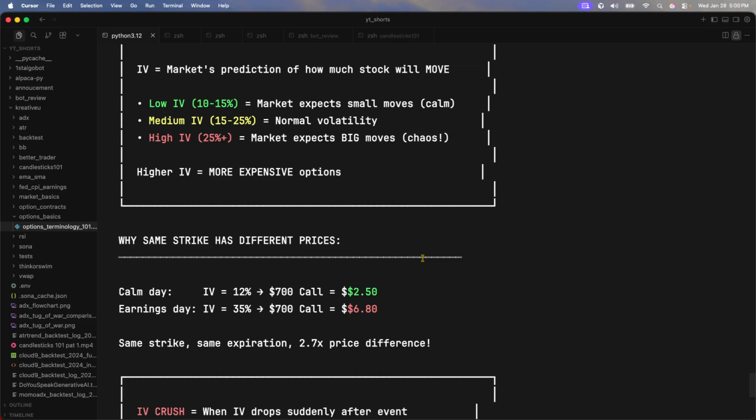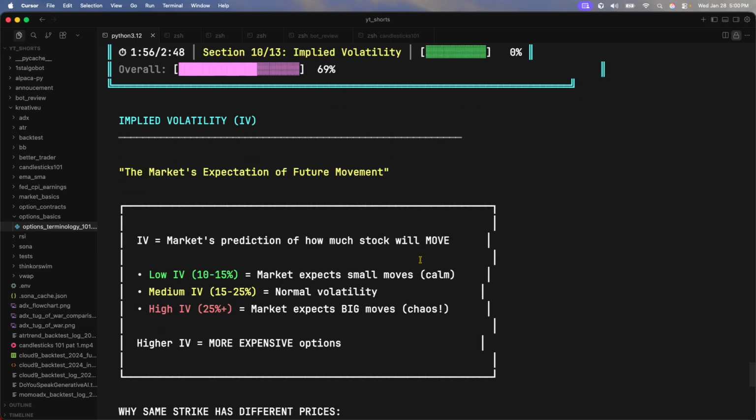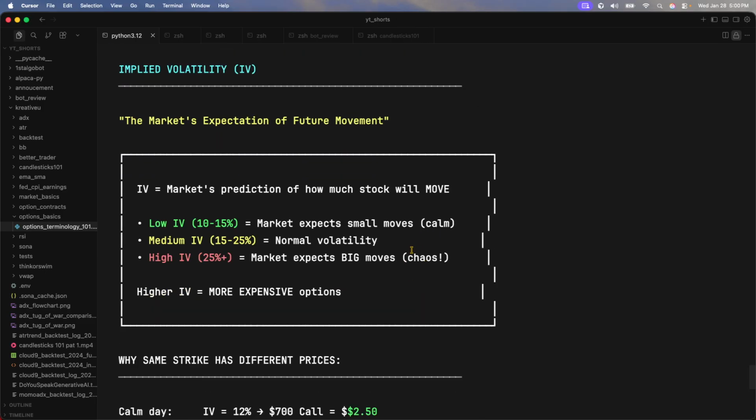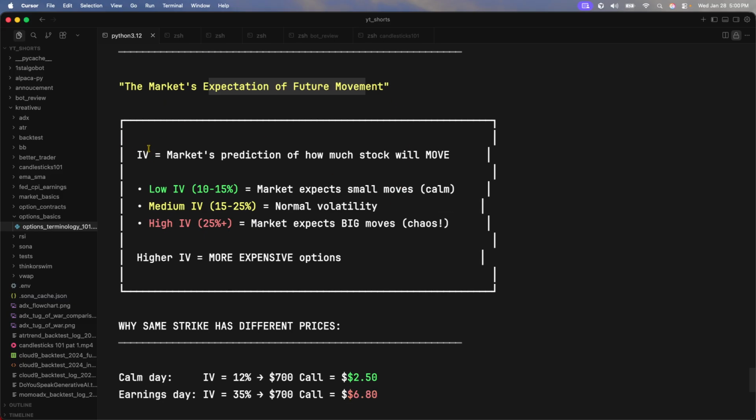Big facts, bruh. And then we're going to talk about implied volatility. Implied volatility is going to be the market's expectations for future movement. IV equals the market's prediction of how much the stock will move. Low IV is going to be anywhere between 10 and 15%.